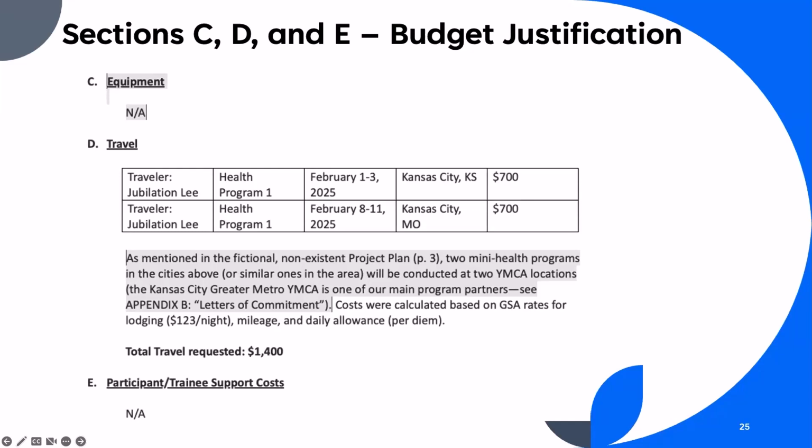You might want to have a little bit more detail than what we have in this example. We just made this generalized example. As mentioned, in this fictional project plan, two health programs in the cities above will be conducted at two YMCA locations. Costs are calculated based on GSA rates. You'll want to explain why you're needing to go there, who will be going, which staff members, how many, and what dates they will be going.